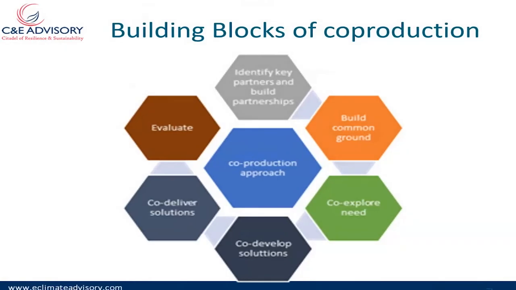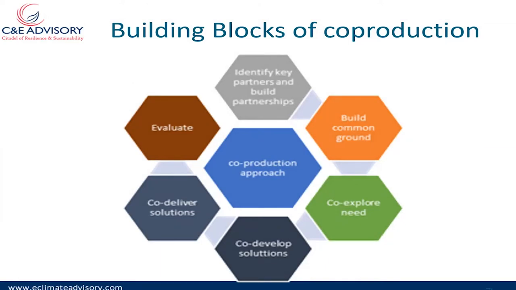So when it comes to the building blocks of co-production, there are about six. The first one is you identify key partners and build partnerships. And then you build on common ground. You co-explore the need. Then you co-develop the solutions. And then co-deliver the solutions.